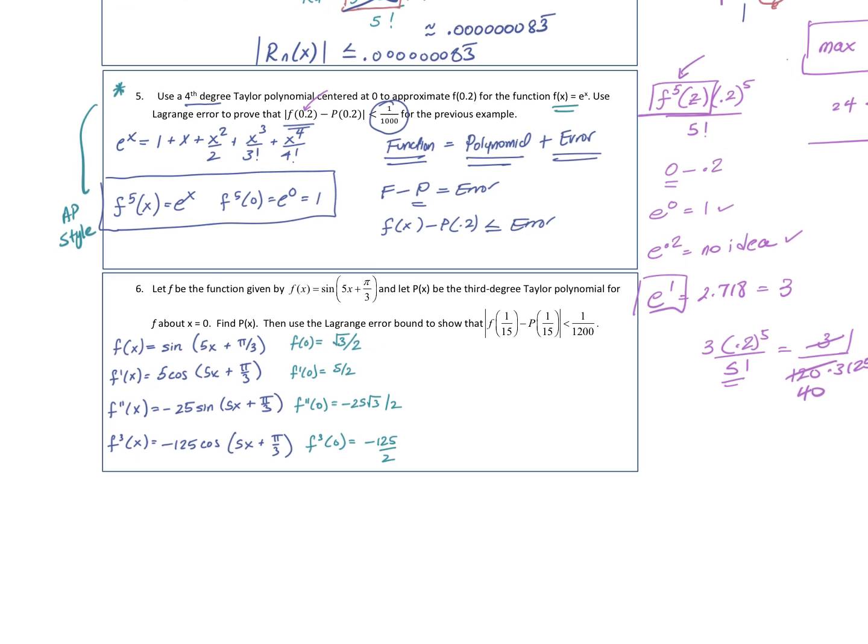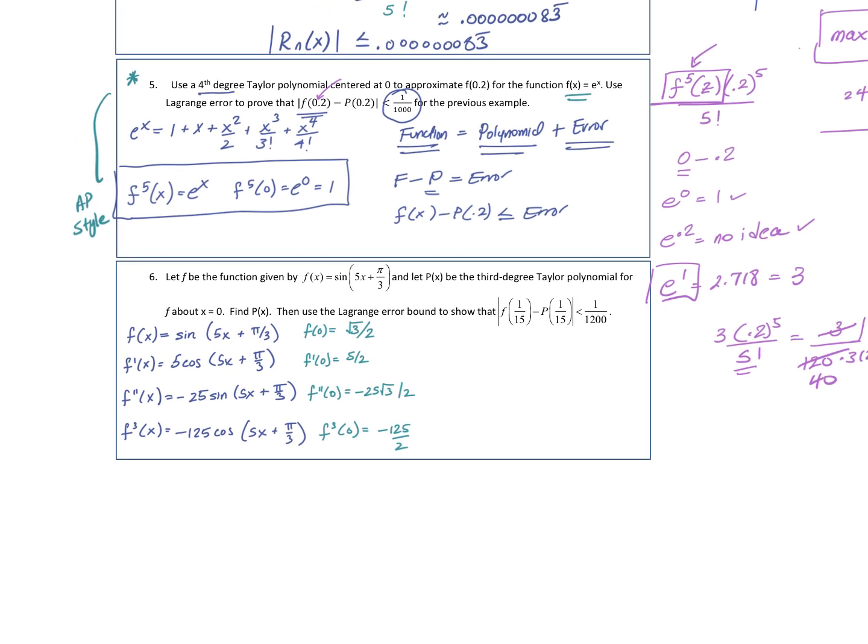Okay, for number 6, it's asking us for the 3rd degree, then use the Lagrange error bound. For the 3rd degree here, I should have gone out one more derivative, which I did not do. Let me do that right now. So the 4th derivative of f(x) is going to be 625 sine of 5x plus pi over 3.